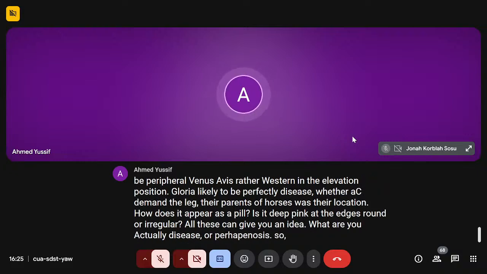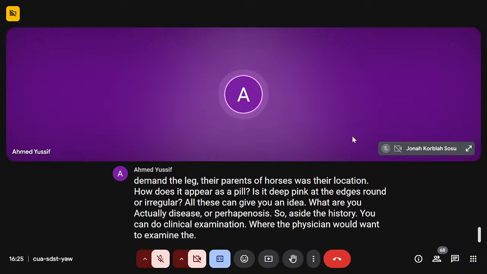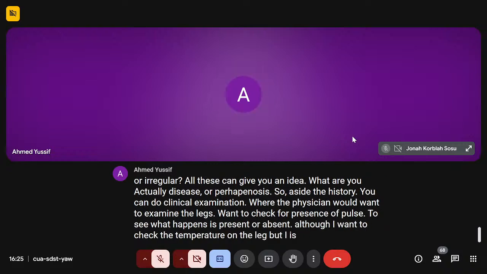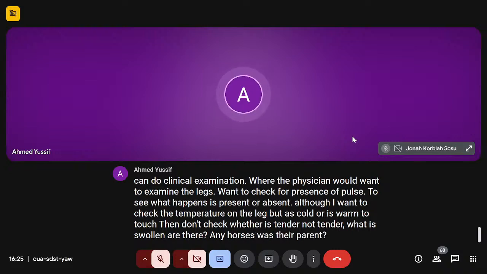Aside from the history, you can do a clinical examination, where the physician examines the legs and checks for the presence of pulse, to see whether it is present or absent. They also check the temperature of the leg, whether it's cold or warm to touch. Then they check whether it's tender or not tender, whether it's swollen, whether there are any ulcers, and the appearance of the ulcers and all that.